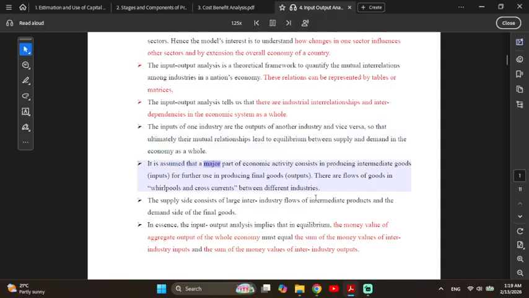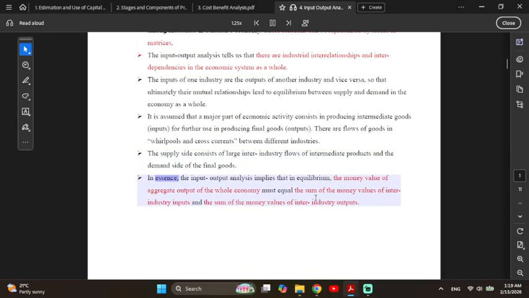It is assumed that a major part of economic activity consists in producing intermediate goods, inputs, for further use in producing final goods, outputs. There are flows of goods in whirlpools and cross-currents between different industries. The supply side consists of large inter-industry flows of intermediate products and the demand side of the final goods. In essence, the input-output analysis implies that in equilibrium, the money value of aggregate output of the whole economy must equal the sum of the money values of inter-industry inputs and the sum of the money values of inter-industry outputs.